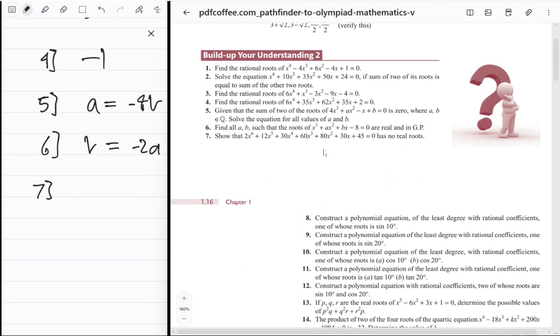Okay, think. So 30 and 80. You take a 10 out, it's 3 and 8. What about this one? 12 and 30. No, nothing is matching up, unfortunately. But 2 and 45. Wow. This has no real roots. Clearly no positive roots. All the roots can only be negative.